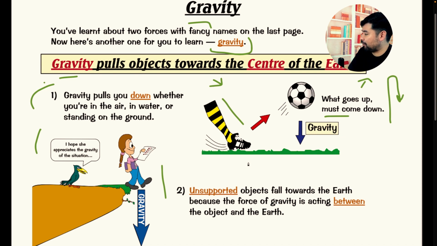Like here, we have this person's leg, foot, kicking a ball, a football, and then of course it will go up, firstly because of the force that he put on it, but also, after a few seconds, it will come down again, because of gravity.